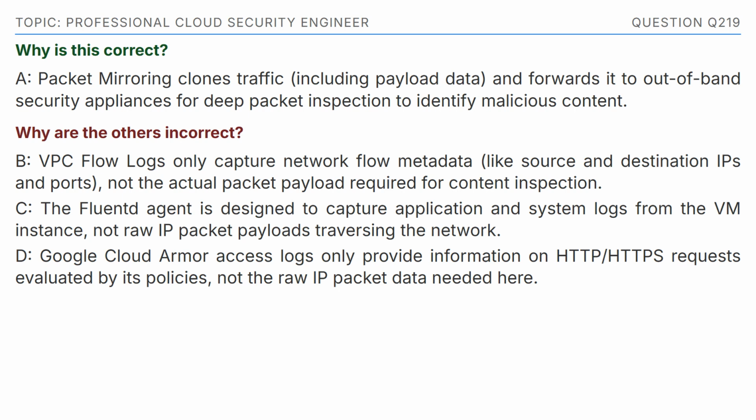C. The Fluent agent is designed to capture application and system logs from the VM instance, not raw IP packet payloads traversing the network. D. Google Cloud Armor access logs only provide information on HTTP/HTTPS requests evaluated by its policies, not the raw IP packet data needed here.